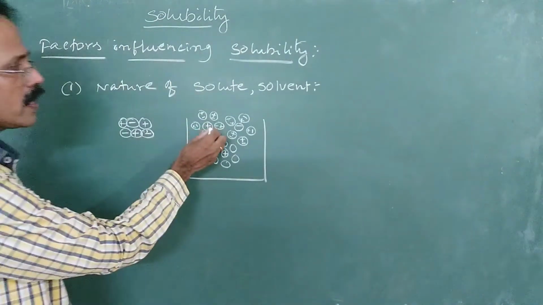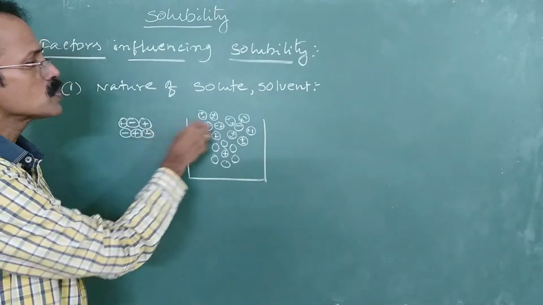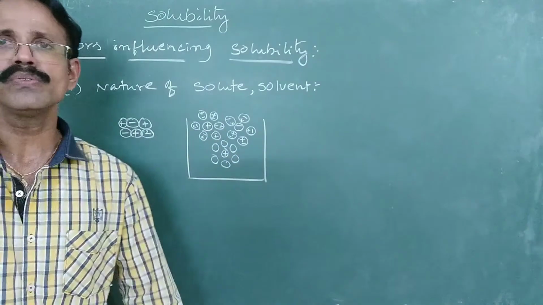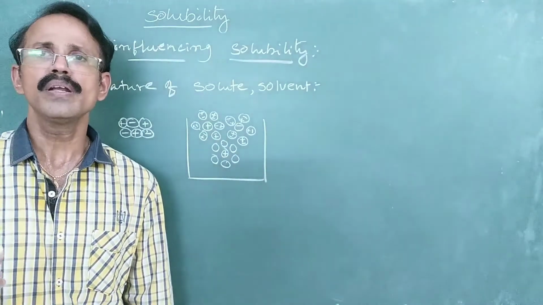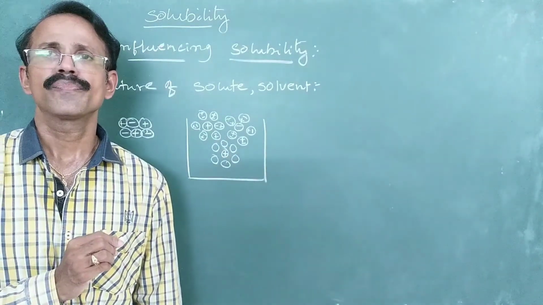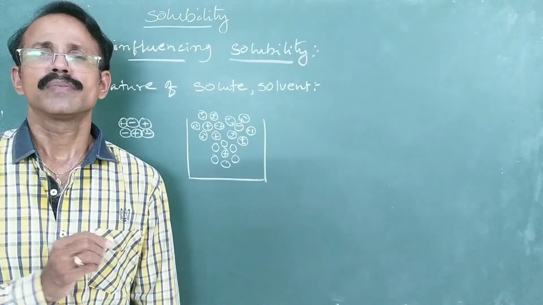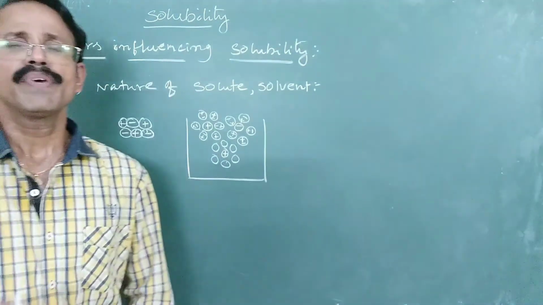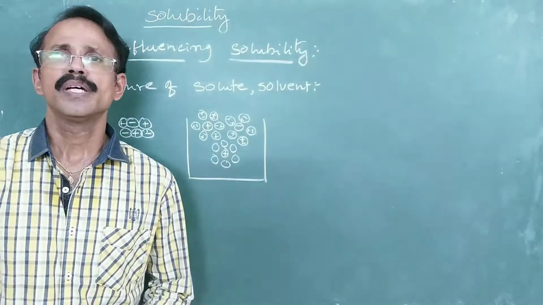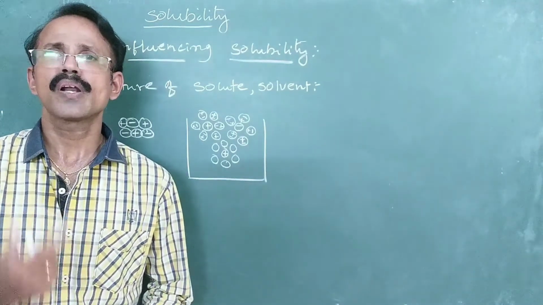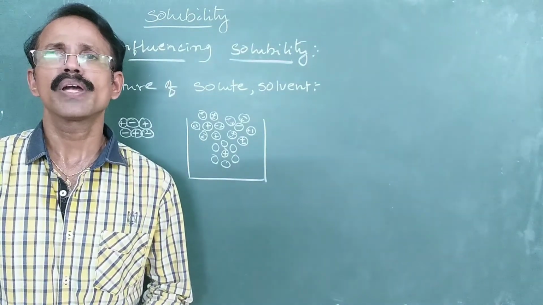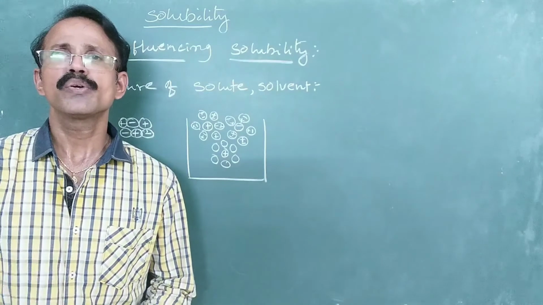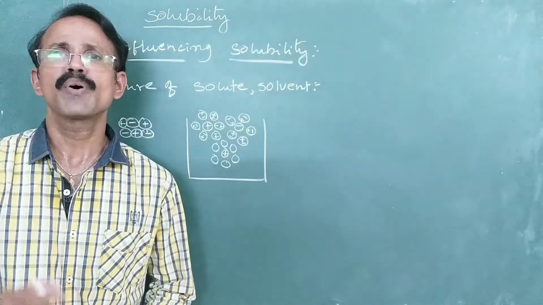So here the ionic substance is dissolved in water due to ion-dipole interactions, right? Even some non-polar substances are also soluble in water. But that is due to a different reason. That is due to the formation of hydrogen bonds.